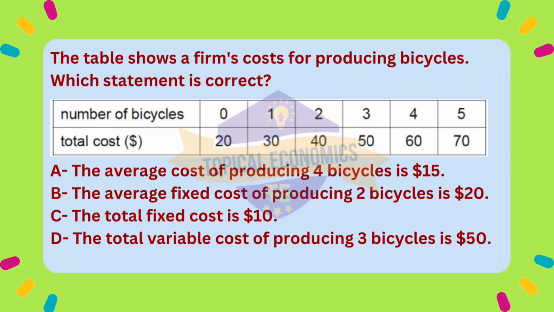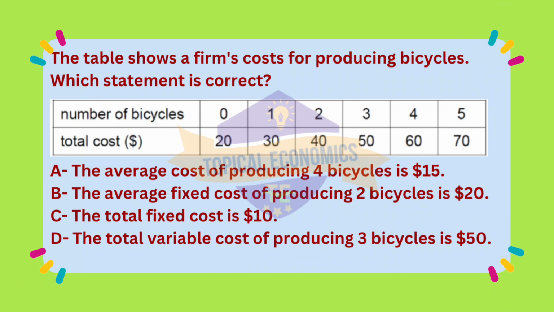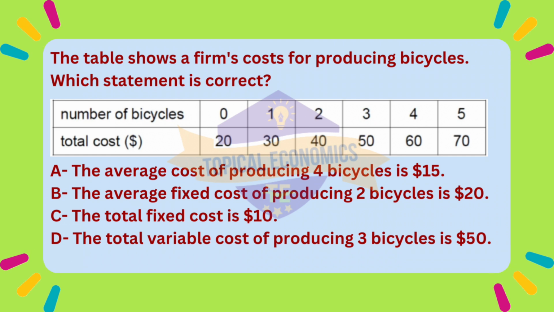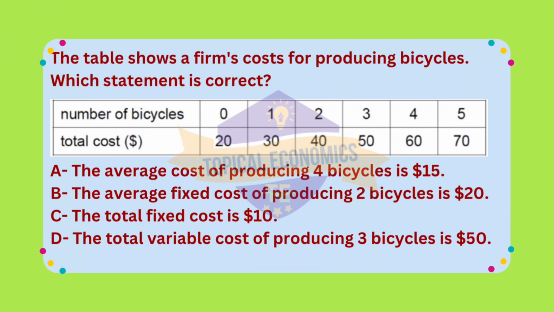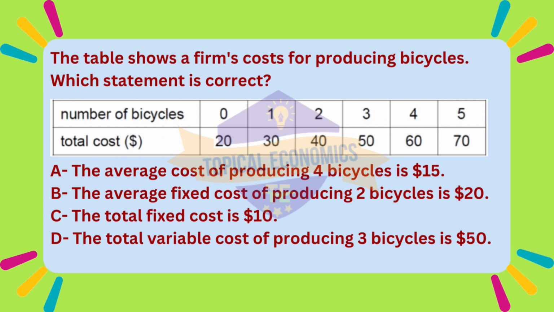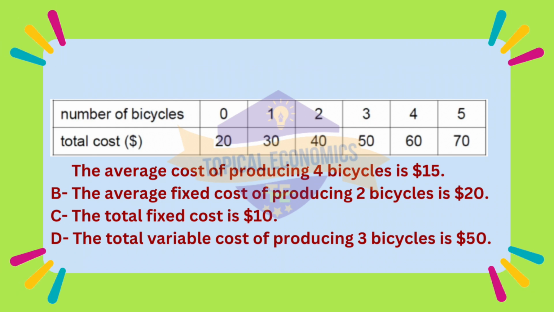The correct answer for this question is option A. Average cost is equal to total cost divided by the number of bicycles. For 4 bicycles, we can say that the total cost is $60, so the average cost will be $60 divided by 4, giving an average cost of producing 4 bicycles as $15.